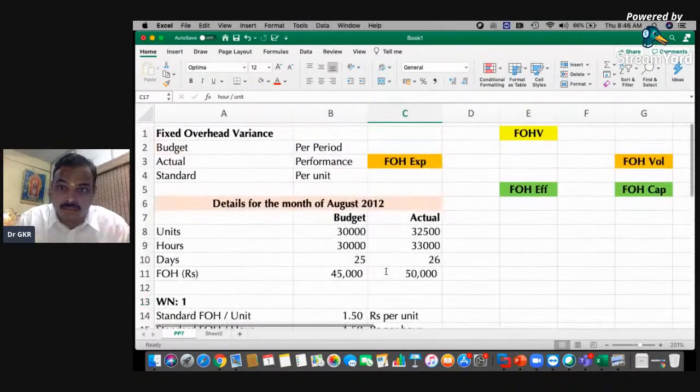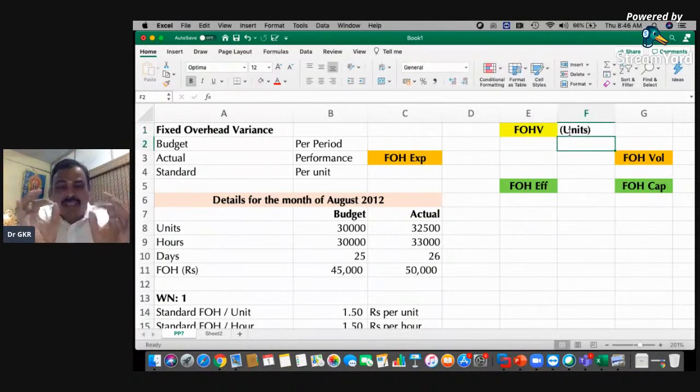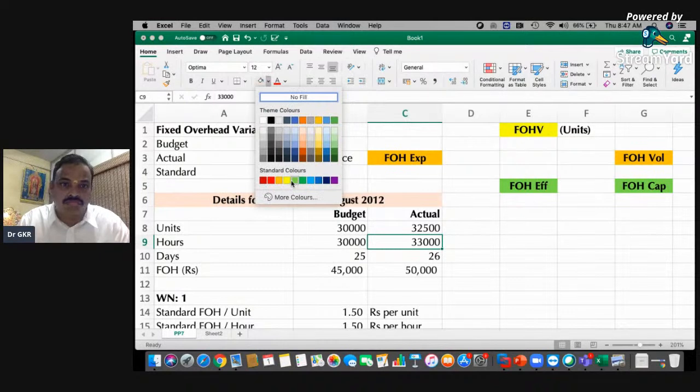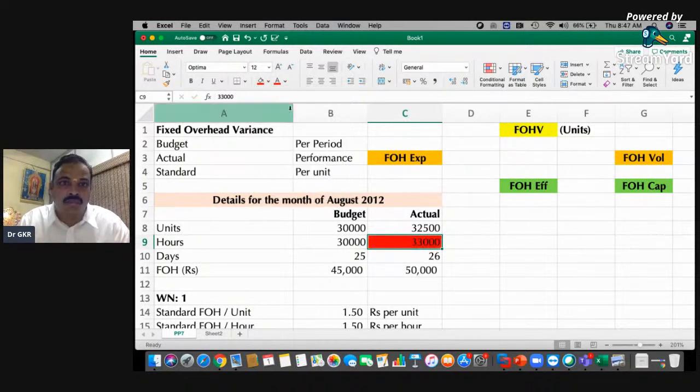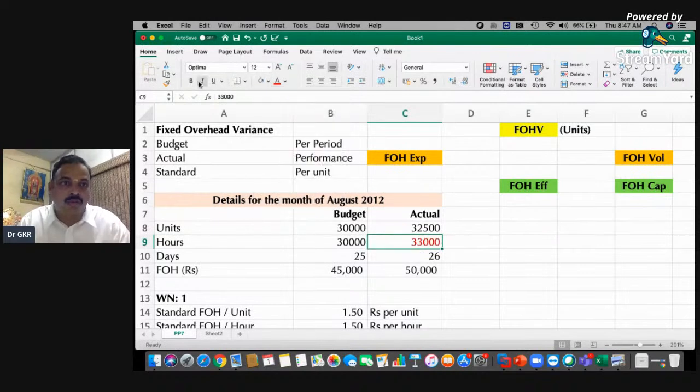And now remember, guys, fixed overhead variance is always with respect to units. Compare with respect to units. Now, come to actual. Always you have to compare. Now, what is the target, guys? You have spent 33,000. This is your target. You have spent 33,000.